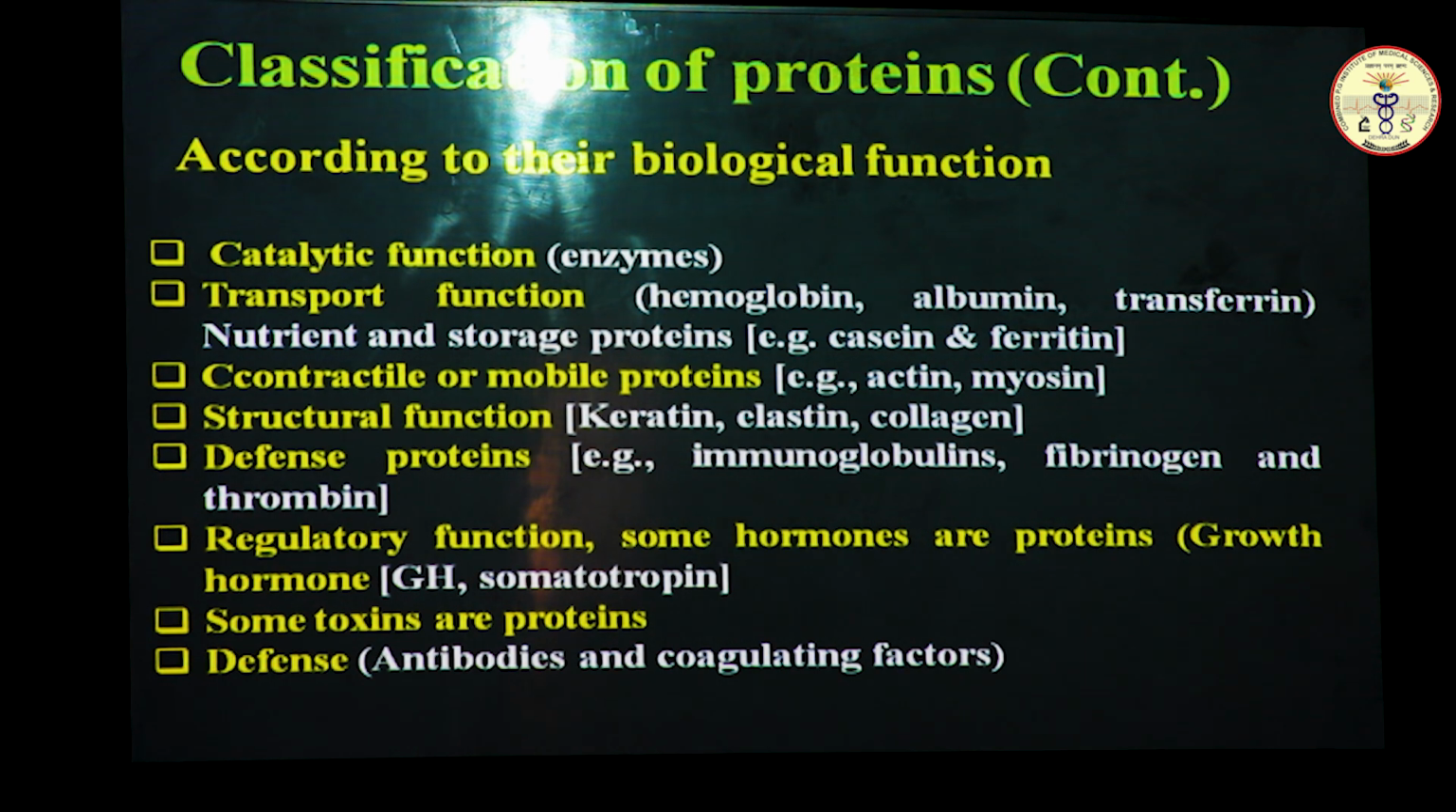Then we have the defense proteins, IgG, immunoglobulins, fibrinogen, and regulatory functions. Some hormones are proteins like the growth hormone. Somatotropin is a protein hormone. Defense in antibodies and coagulating factors can be proteins.